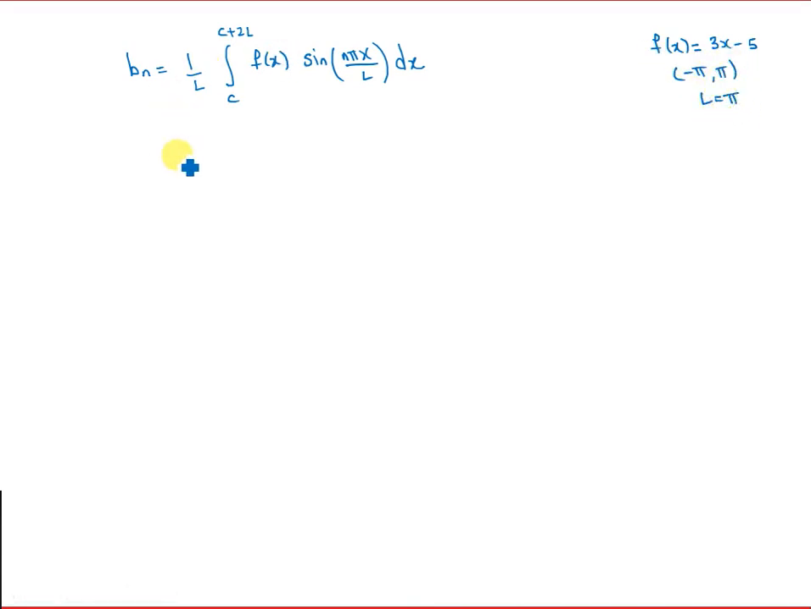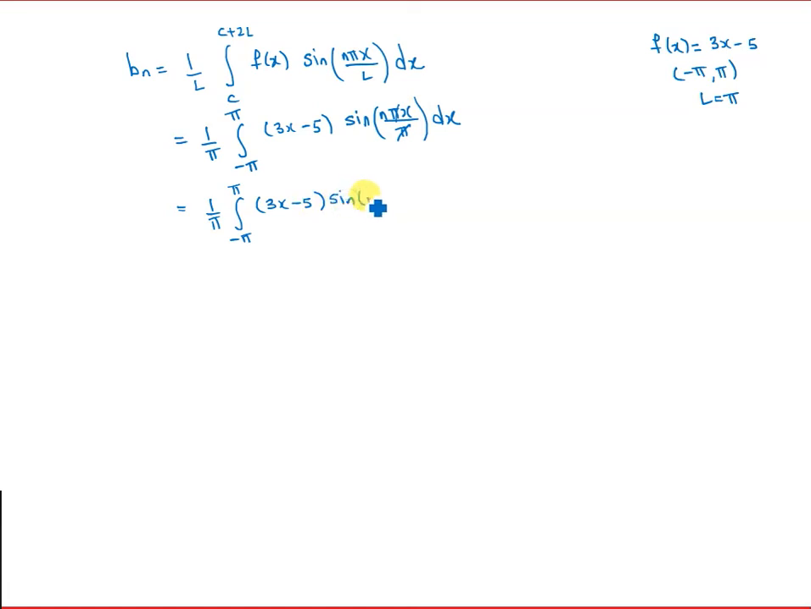Substitute it here. 1 over pi, integral from minus pi to pi, f(x) is 3x minus 5, sine of n pi x over pi dx. Similarly we can cancel this pi with pi. This gives us 1 over pi, integral from minus pi to pi, of 3x minus 5 times sine of nx dx.